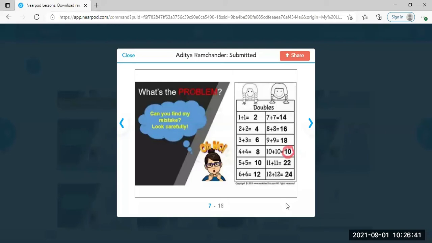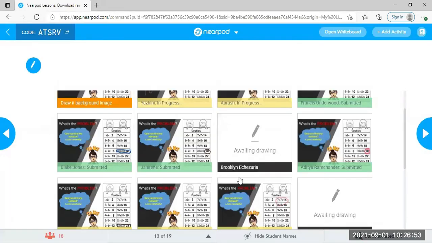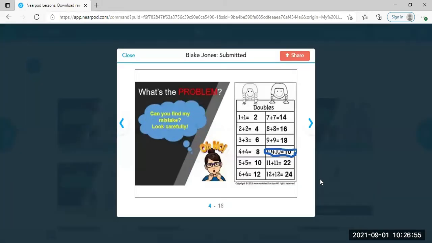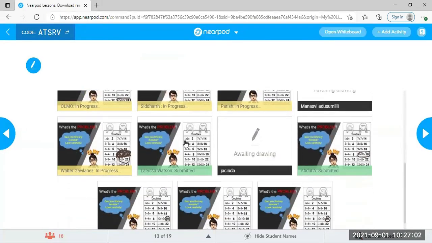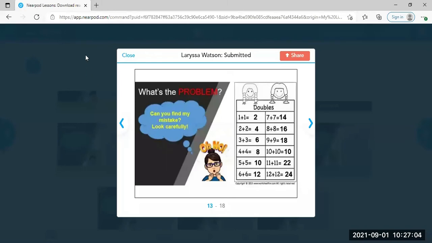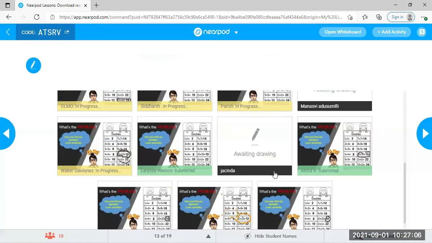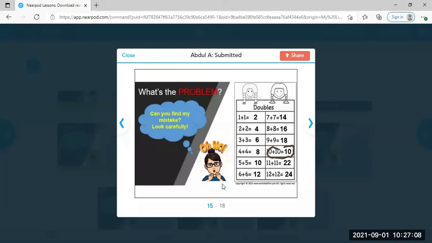Yes! Oh, Aditya, you found it. You did. Great job. 10 plus 10 is not 10. Miss Cruz, that's right. It is not 10. It is 20. Let's look at another friend. Blake, let's look at Blake. Blake, you found it. Good work, man. You're a spy. I love it. Let's look at Larissa. Oh, wait, I don't have Larissa circled yet. Let's look at Abdul. Yes, he found it too.